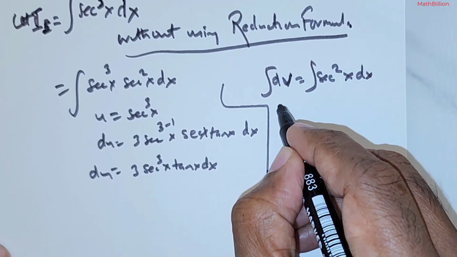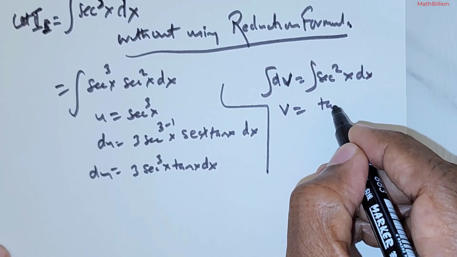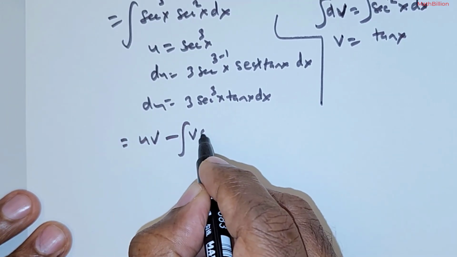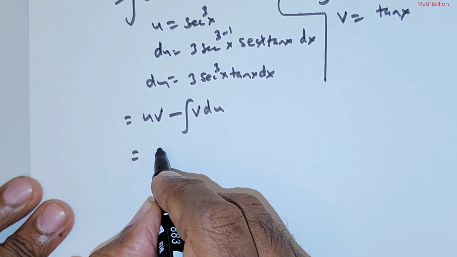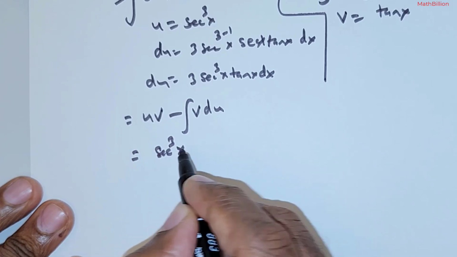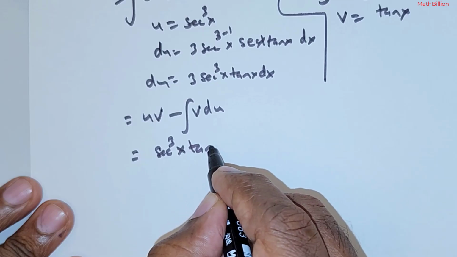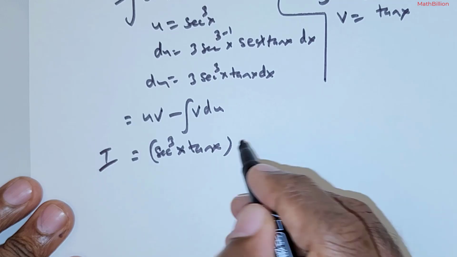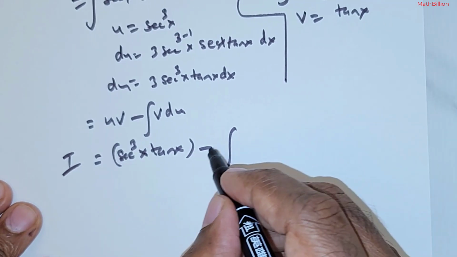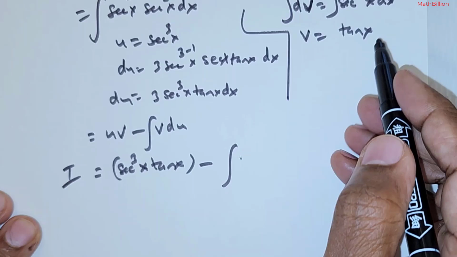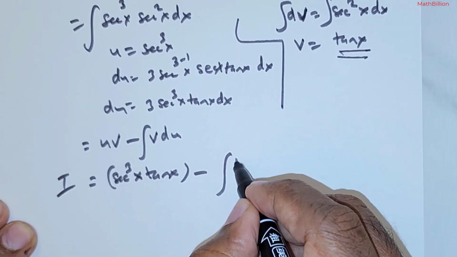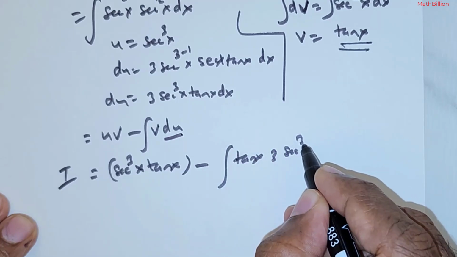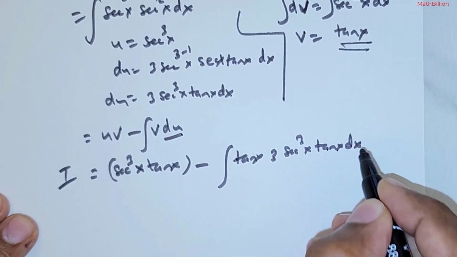So we integrate dv, we get v. Integral of secant squared x is tan x. Now the integration by parts formula is uv negative integral v du. My u is secant raised to the power of 3x. My v is tan x. On the left we have I, followed by negative integral v is tan x. My du is 3 times secant raised to the power of 3x times tan x times dx.